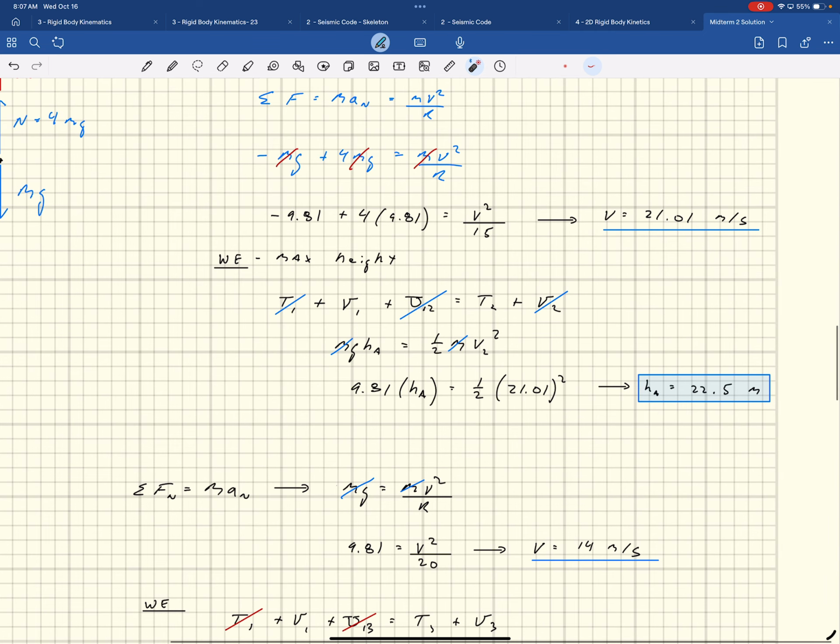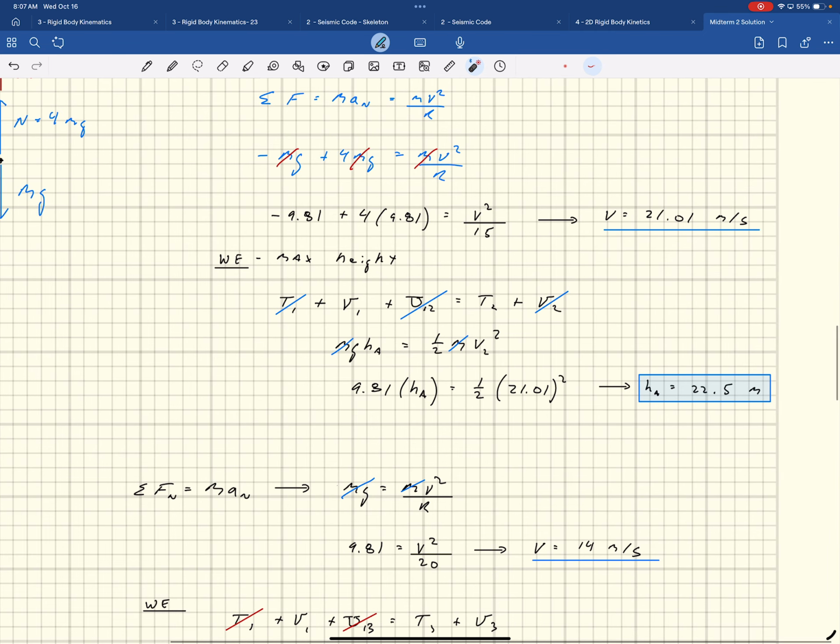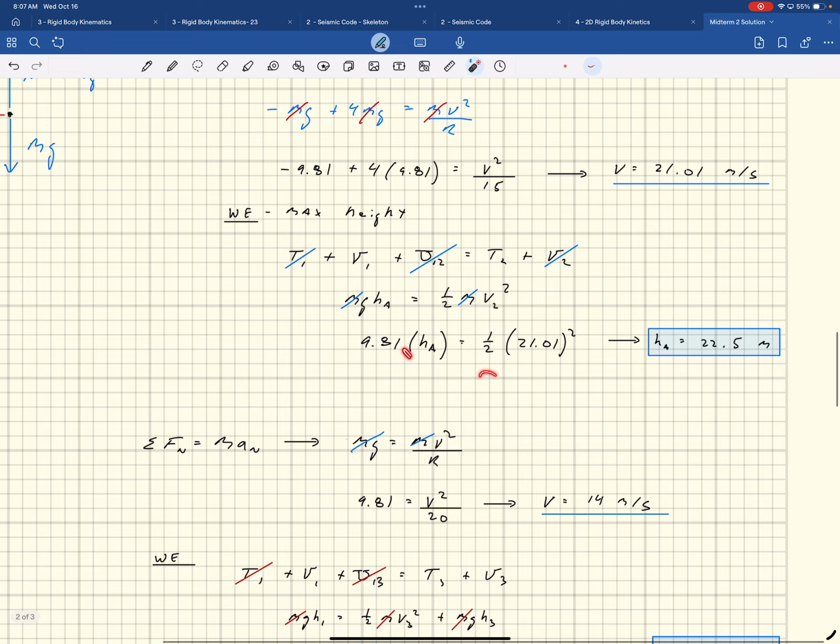So that's what I do. It's mgh_A equal to 1/2 mv2 squared. Then put in your numbers, and out of this pops what that height is. The height is 22.5 meters.